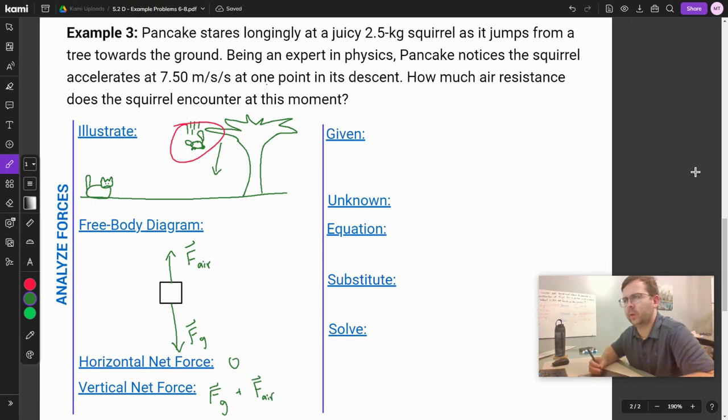So we're given some information about the squirrel. We have the kilograms up here, which tells us the mass of the squirrel is 2.5 kilograms. It says it jumps from the tree toward the ground, and Pancake notices the squirrel accelerates. Okay, so we have an acceleration of 7.50 meters per second squared.